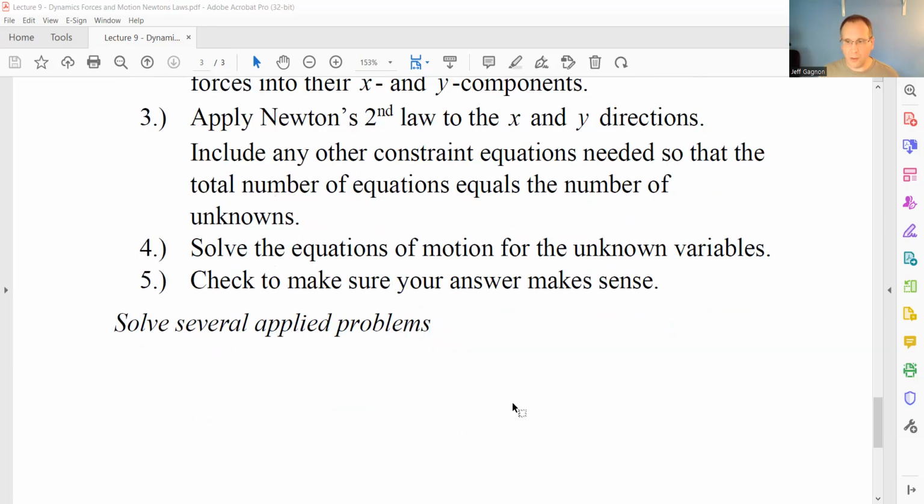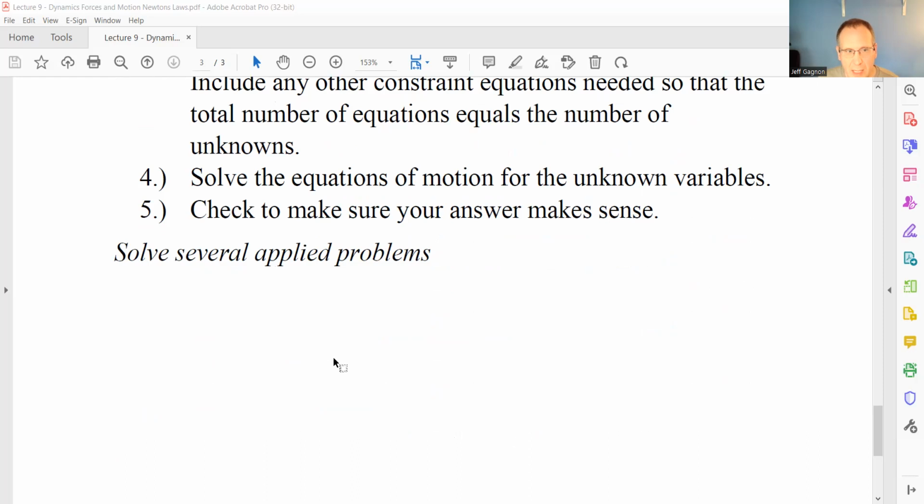Okay, so for the rest of this lecture, what I want to do now is actually solve a bunch of applied problems, so we get some experience with using Newton's second law. So let me go back to the iPad and we'll do that.